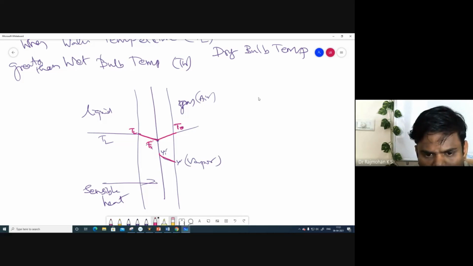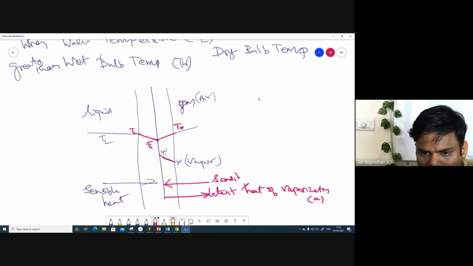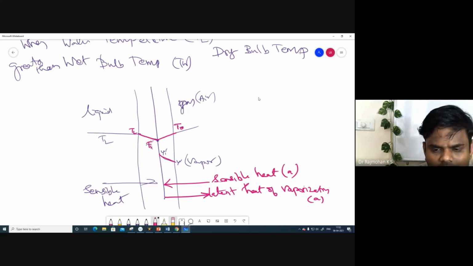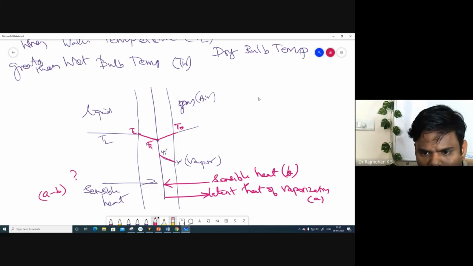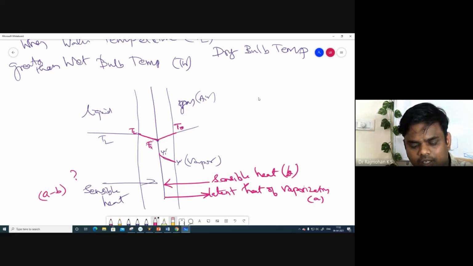Why is the temperature changing like this? Because here the latent heat of vaporization is A, but the sensible heat is in the opposite direction. And what will be the sensible heat in the liquid film if they are opposite to each other? It is A and B, so is it A plus B or A minus B? It is A minus B: the total amount of sensible heat is equal to this A minus this B. So depending upon whether the water temperature is below or above the dry bulb temperature of the air, we are going to have a different type of thing taking place.